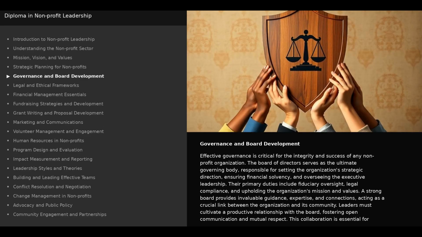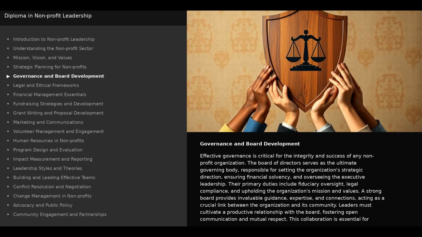Governance and board development. Effective governance is critical for the integrity and success of any nonprofit organization. The board of directors serves as the ultimate governing body, responsible for setting the organization's strategic direction, ensuring financial solvency, and overseeing the executive leadership. Their primary duties include fiduciary oversight, legal compliance, and upholding the organization's mission and values.